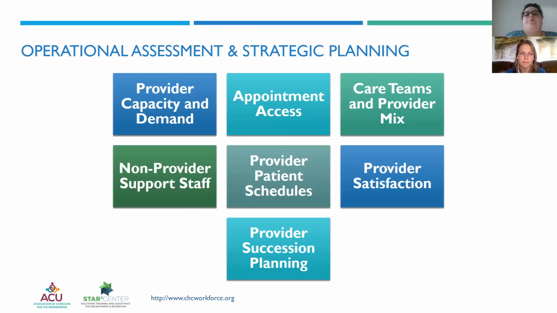So in our R&R plan, in the instructions, it talks about, before really starting anything, you need to do an operational assessment and you need to have strategic planning. And it breaks it up into these 7 categories that are key components to understanding how the health center is functioning and what would make a provider feel that they want to stay, and then also bring a provider into your health center.